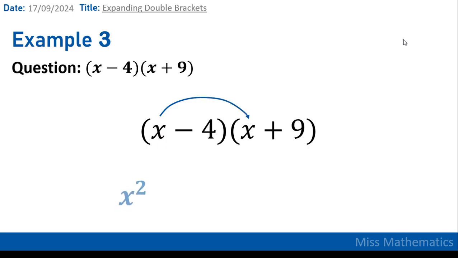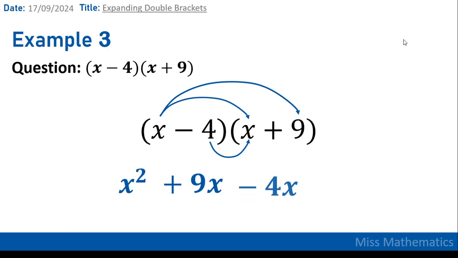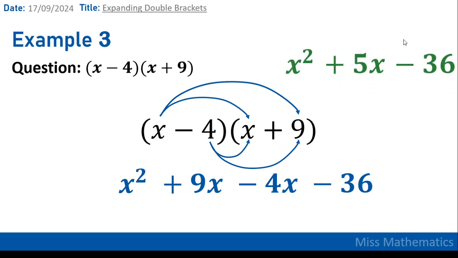X times x is x squared, then we do x times 9, which is plus 9x, then we do negative 4 times x, and this is negative 4x. Remember your negative rules. And then we do negative 4 times 9, which is negative 36. You can collect the like terms again, so 9x minus 4x this time, and that will give you 5x. So therefore, your full answer is x squared plus 5x minus 36. Remember the negative signs, otherwise you will go horribly wrong.